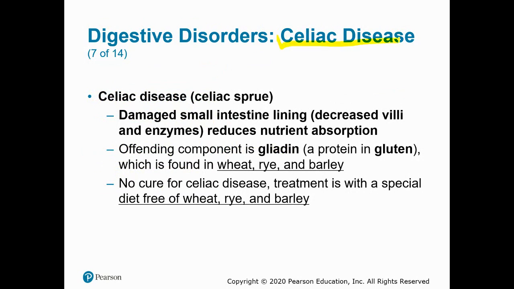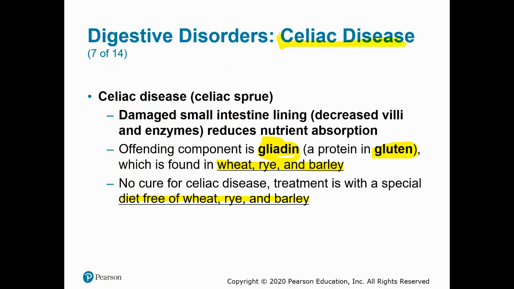Celiac disease, another pretty serious one. So celiac disease is where your body reacts to proteins in wheat, rye, and barley, which we commonly refer to as gluten. And gluten is actually a component of a larger protein called gliadin. So in this case, the body just does not tolerate gluten or gliadin. And we can see, again, kind of a full-blown immune response here. So far, we don't really know a cure for celiac disease, aside from just staying away from wheat, rye, and barley, these foods that contain gluten.